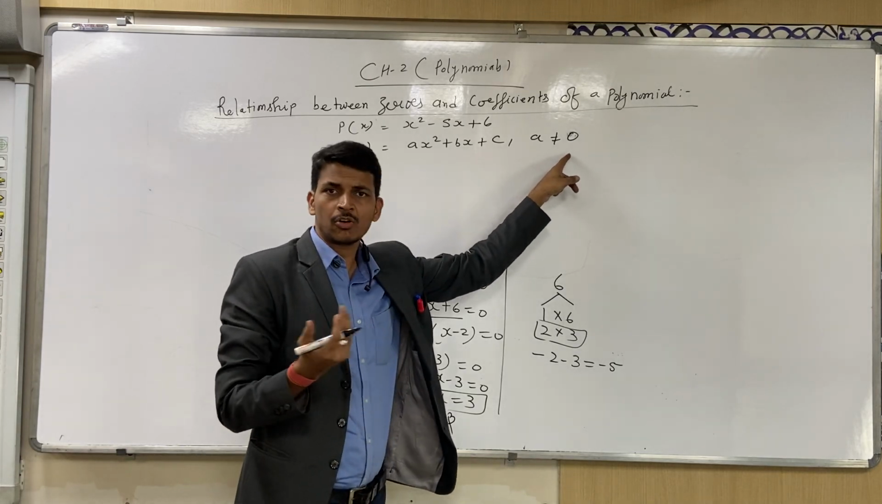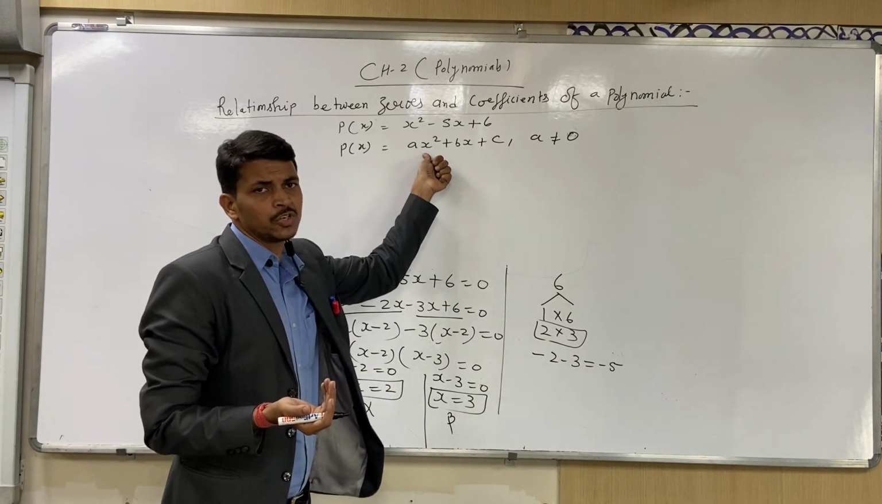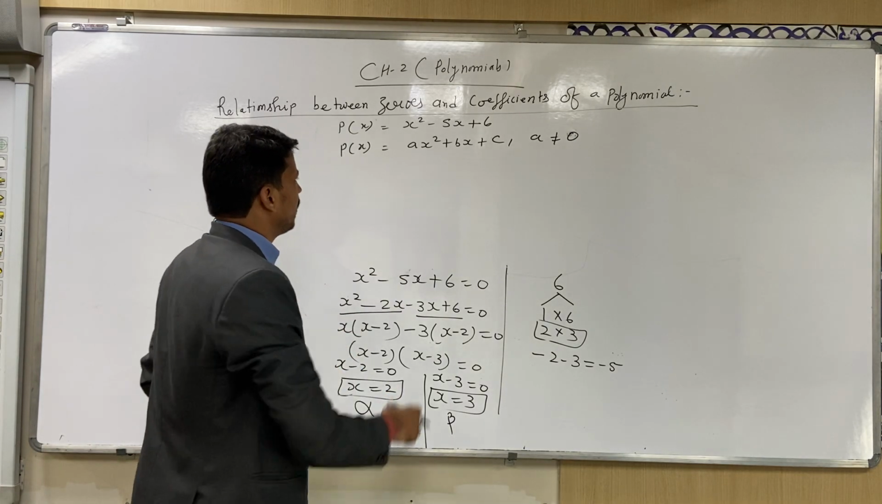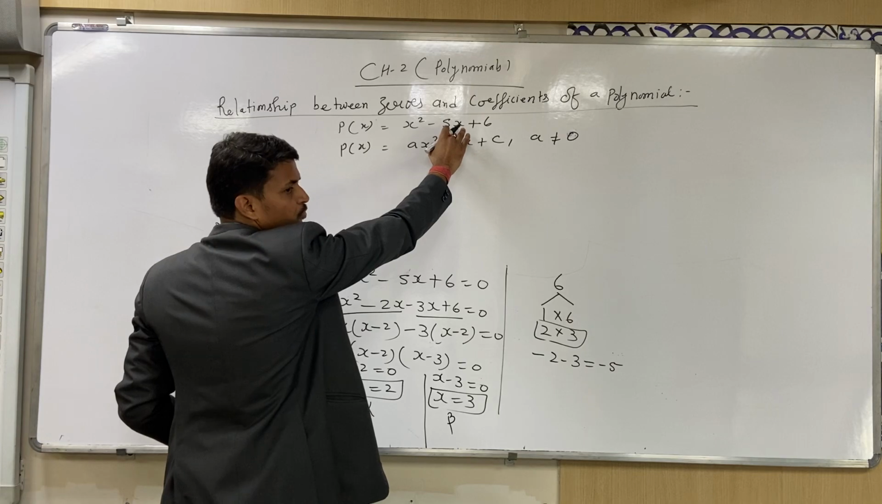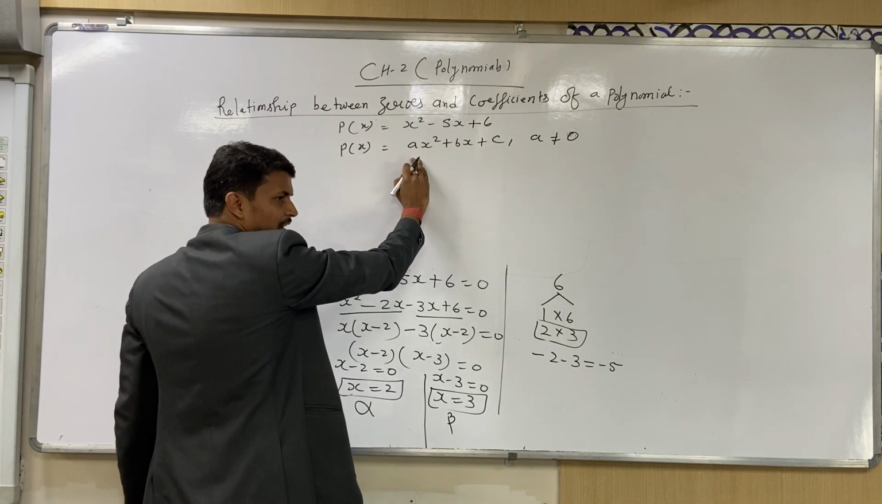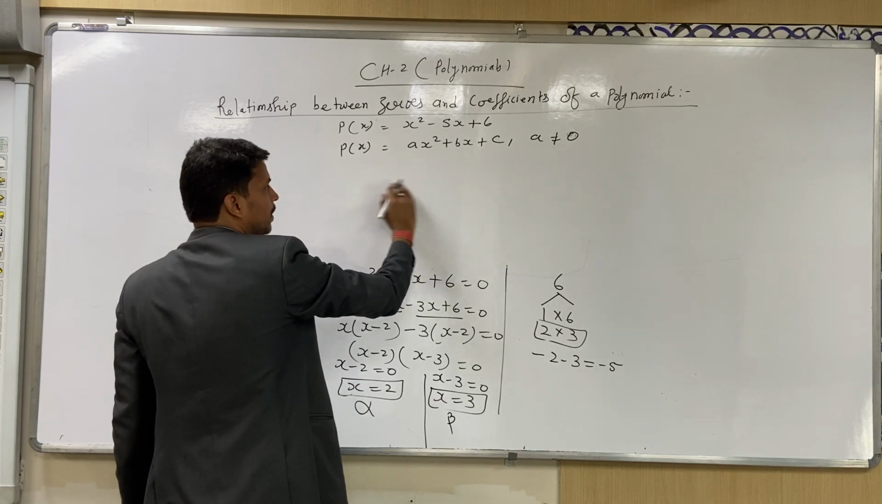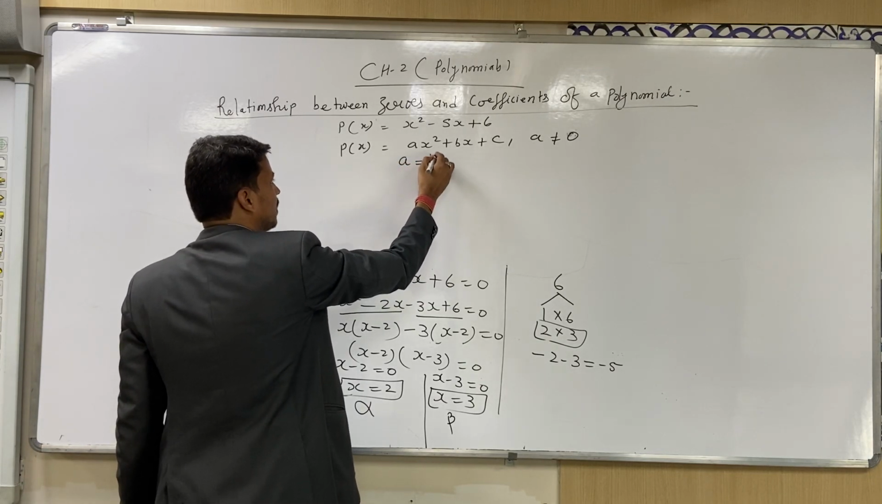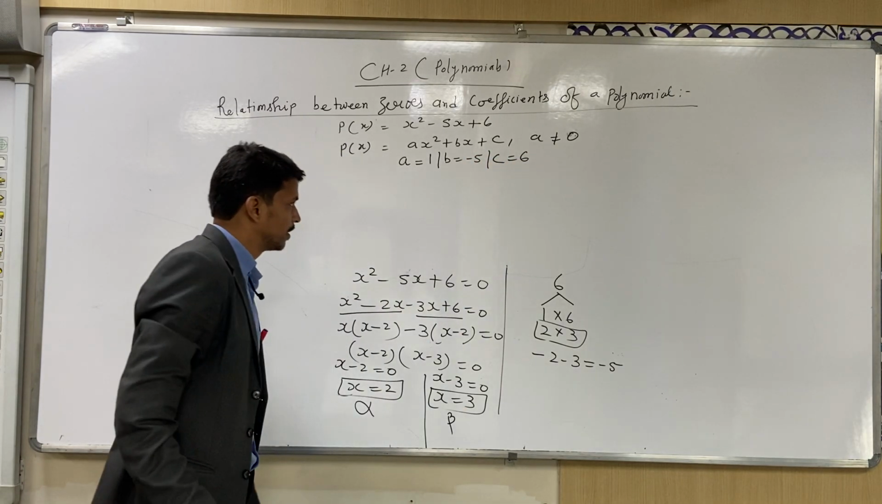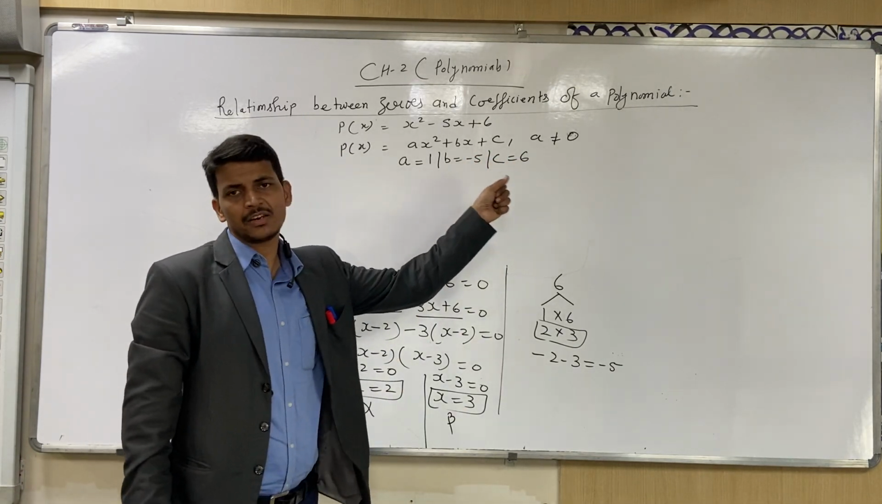A is not equal to 0, already we discussed, because if a is equal to 0, it will convert to a linear polynomial. Now, if we compare the given polynomial which we have taken as an example, x square minus 5x plus 6, with the standard form of the quadratic polynomial, we get the value of a as 1, b as minus 5 and constant c as 6. Right? We need to write all three values.